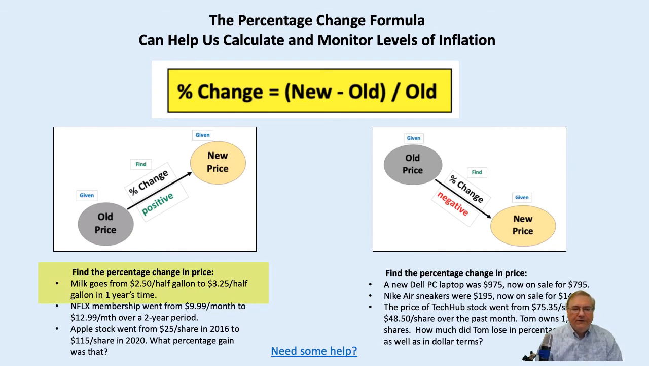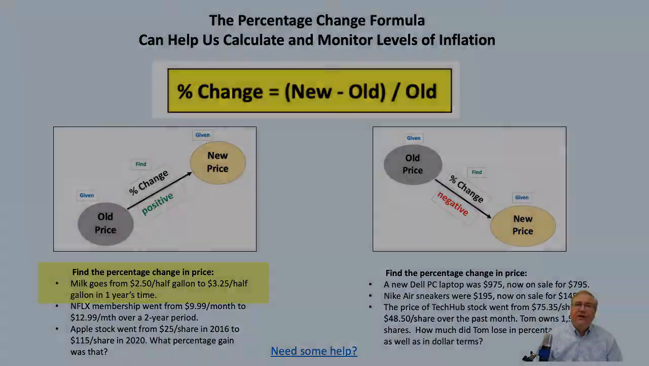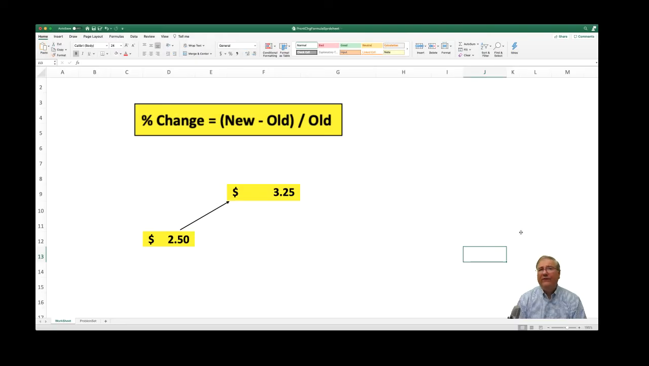Milk goes from $2.50 per half gallon to $3.25 per half gallon in a year's time. What is the percentage change? Okay, so the price of milk has increased from $2.50 per half gallon to $3.25 per half gallon.